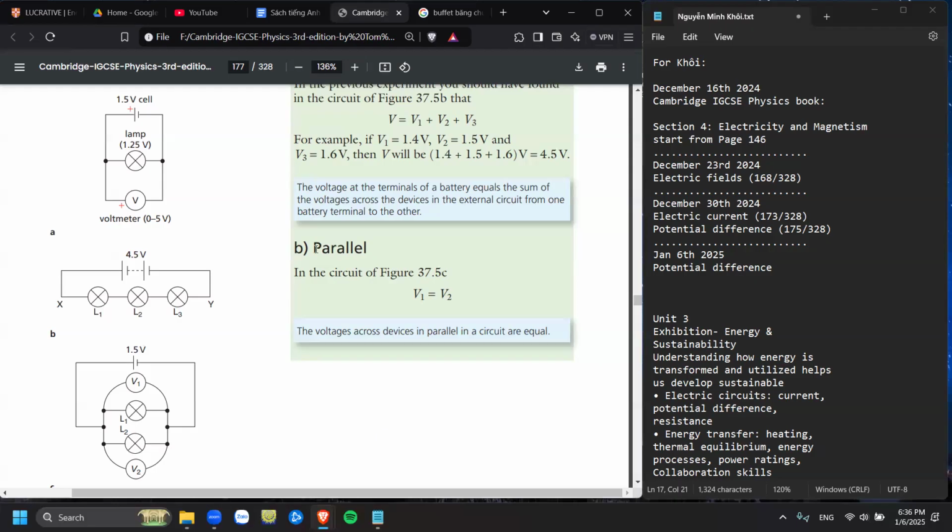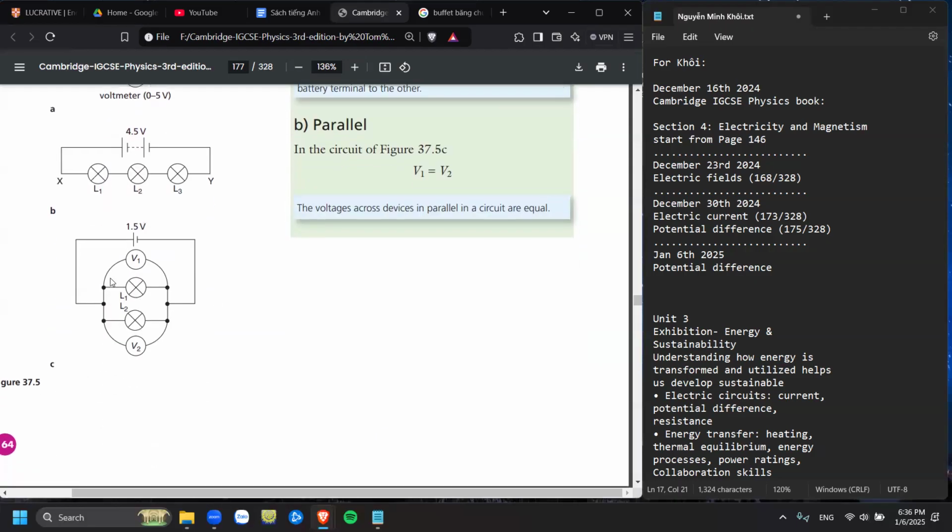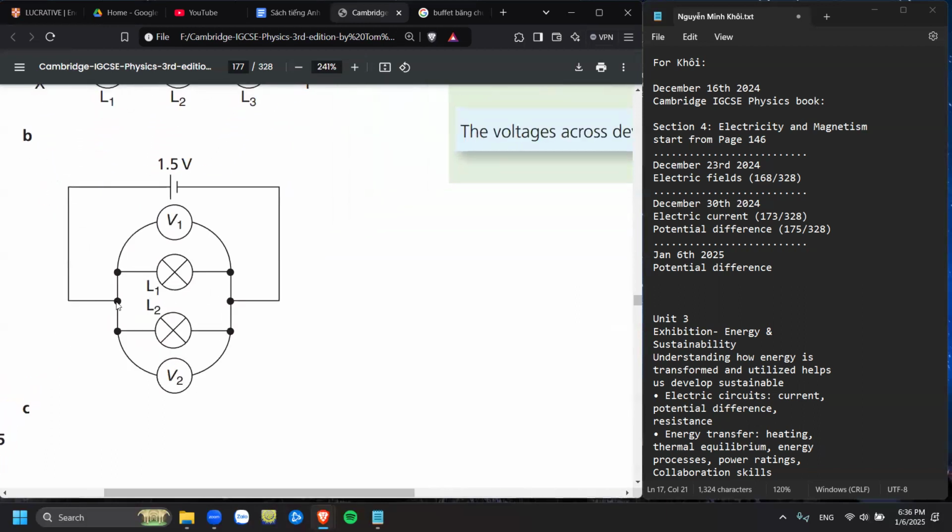All right, so parallel circuit. They say that V2 here will be equal to V1. You know why, right? Okay, I was trying to explain. Even though the current here has to split into two, the voltage is the difference in electrical energy between these two points. It doesn't matter how many times it splits out. The difference between this point and this point is still the same, right?